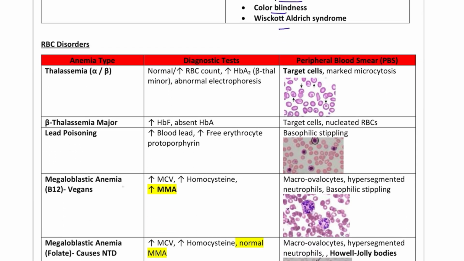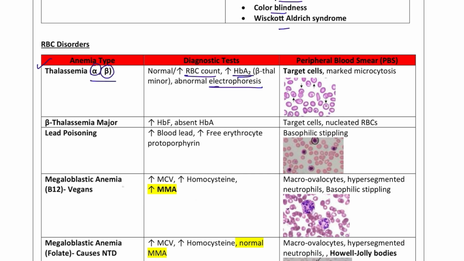Next, coming to the hematology section, RBC disorders. In the RBC disorders, let's see what type of cells are present in the peripheral blood smear and what the defects are. So thalassemia, there are two different types. It could be associated with the alpha chain or the beta chain. So the patient will have an increased RBC count, and rather than the adult type of hemoglobin, there will be the fetal type or the alpha type or the beta gamma. There will be other types which will be seen, and abnormal electrophoresis will be seen.